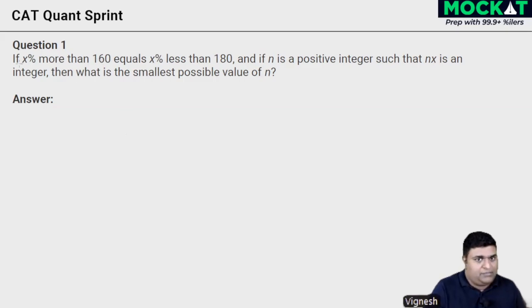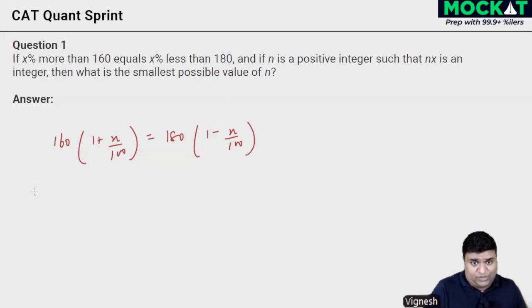Okay, x% more than 160 is nothing but, let's write it down as 160 into 1 plus x by 100, right? It's just an equation we're getting with one variable. 180 into 1 minus x by 100, right? X% less than 180. I'm not going to get into the basics as to why and what. You can simplify over here. You can write this as 9 and you can write this over here as 8. That's it. 8 plus 8x by 100 equals 9 minus 9x by 100.